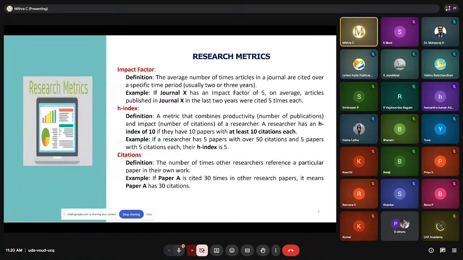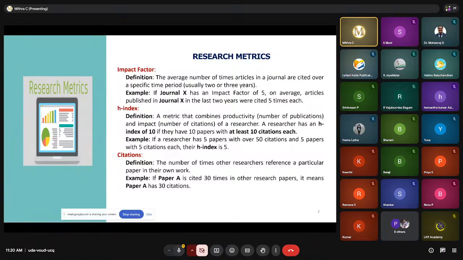Next, we have research metrics. Impact factor: these are all key terms we should be aware of as researchers. What is impact factor? Impact factor is how many times, on average, the articles in a journal are cited by researchers over a stipulated period of time.